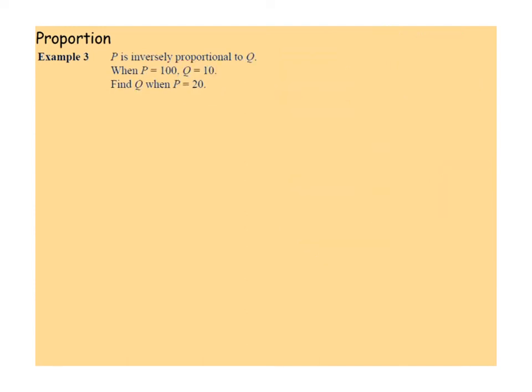On to example 3. So this is our only example of inverse proportion. So again, inverse proportion to Q is the same as direct proportion to the reciprocal of Q. And so that means that I can replace my direct proportionality with a constant of proportionality by writing it with an equality sign. And they tell us in the question that when P is 100, Q is 10. That's just a substitution in there of Q and in there of P.